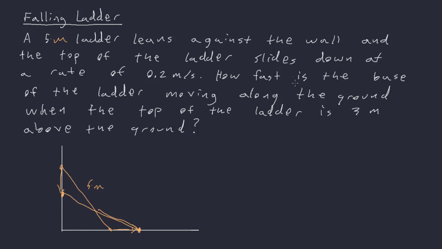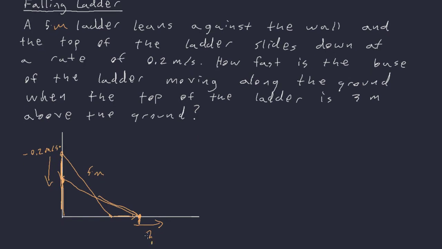All right, so we're told that the top of the ladder is sliding down at a rate of 0.2 meters per second. So this distance here is changing, and I'm going to put negative 0.2 meters per second here. Okay. Now we want to know how fast is the base of the ladder moving along the ground when the top of the ladder is 3 meters above the ground. So we want to know, all right, what is this rate here when the height of the ladder, or the top of the ladder, is 3 meters above the ground. So at the moment that the height reaches 3 meters, we want to know, well, this rate is always the same, but we want to know how fast are we going in this direction.